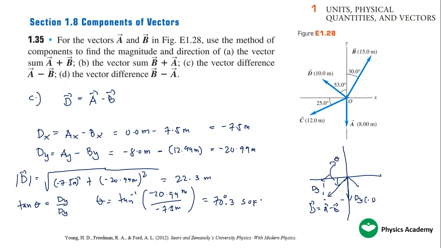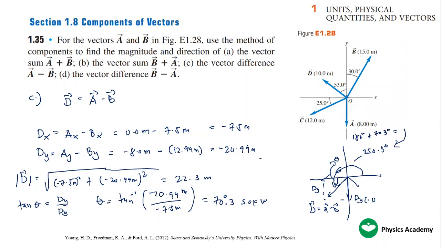So the direction is south of west, or 70.3 plus 180. The angle measured from the positive x-axis is 250.3 degrees, which is 180 degrees plus 70.3 degrees. So that is the answer for that.